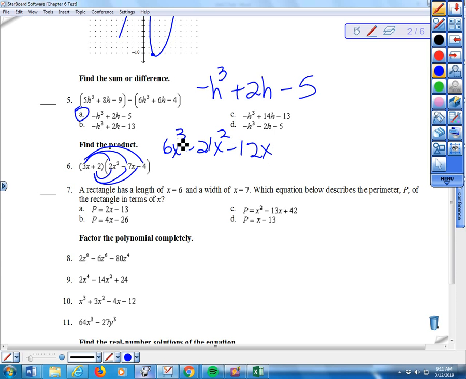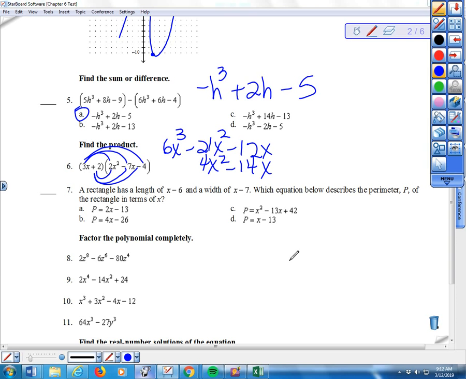Okay. 2 times 2x squared is 4x squared. 2 times negative 7x is negative 14x. And 2 times negative 4 is negative 8. Well, when I add these, I get 6x cubed minus 17x squared minus 26x minus 8. That's your answer.